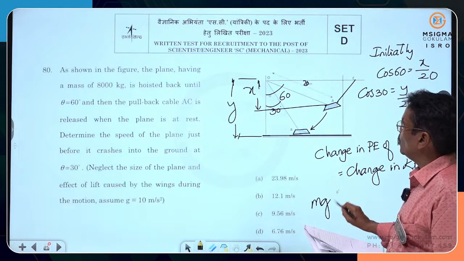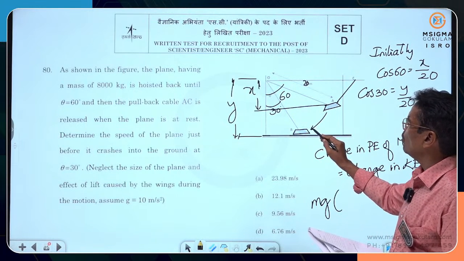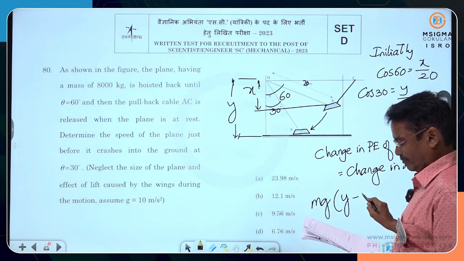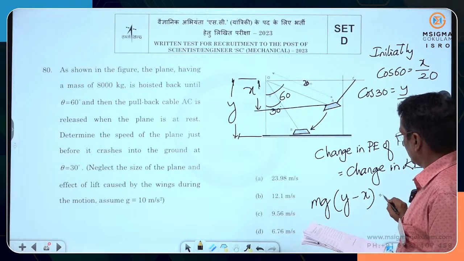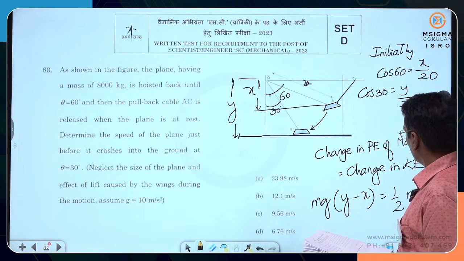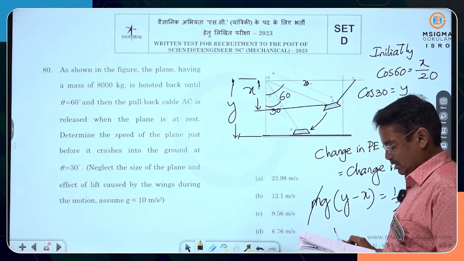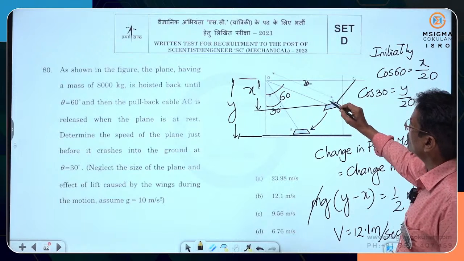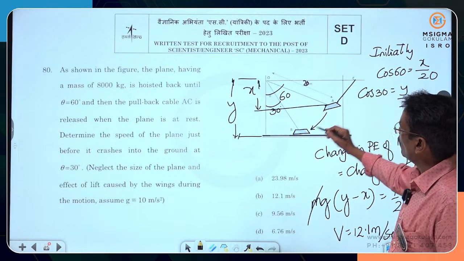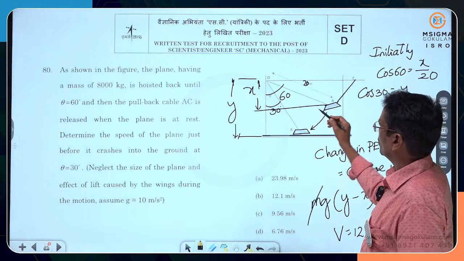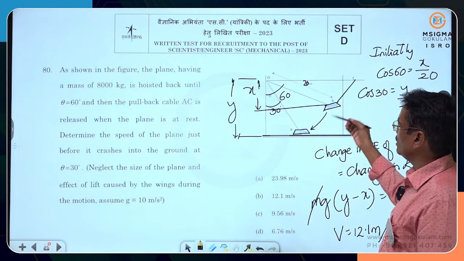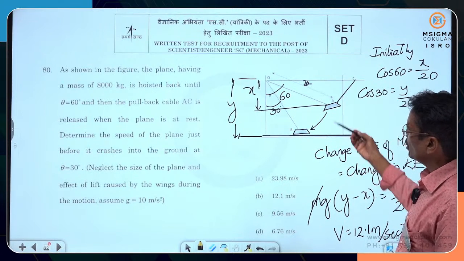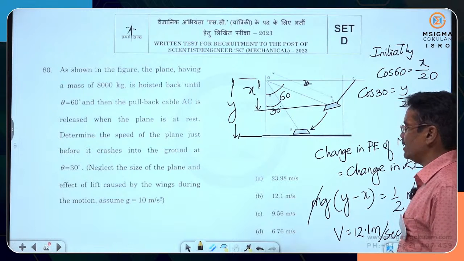mg into (y minus x) is equal to half m v square. You will get the velocity as 12.1 meters per second. When this link is cut off, this will fall down, right? The change in elevation, the change in potential energy, will give rise to the change in kinetic energy.